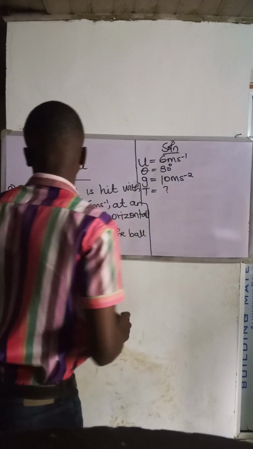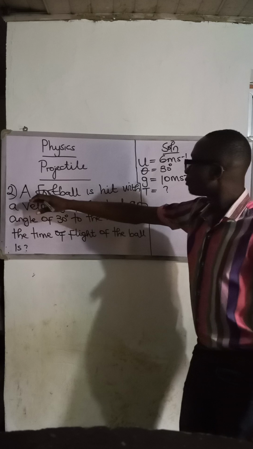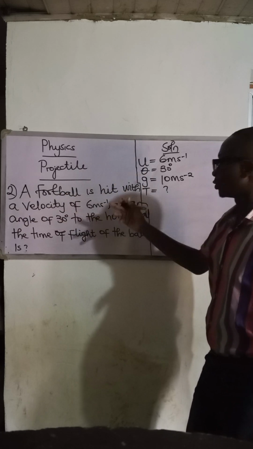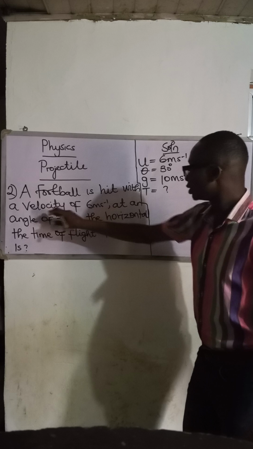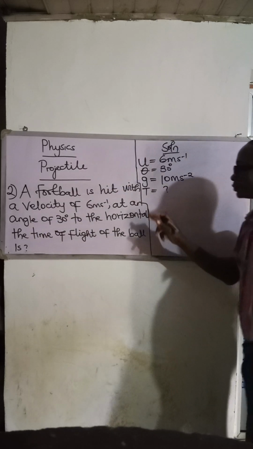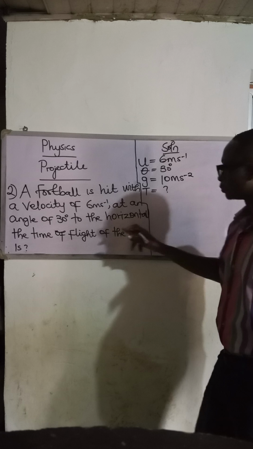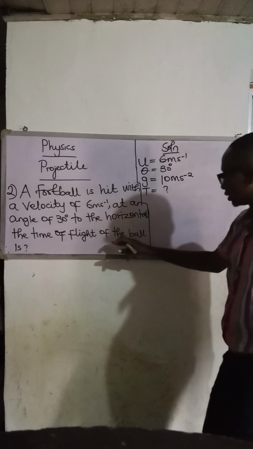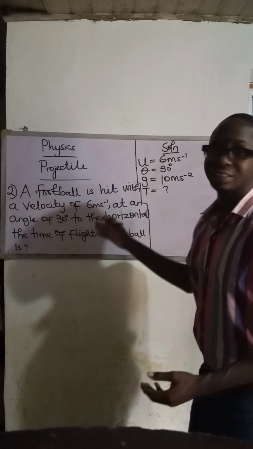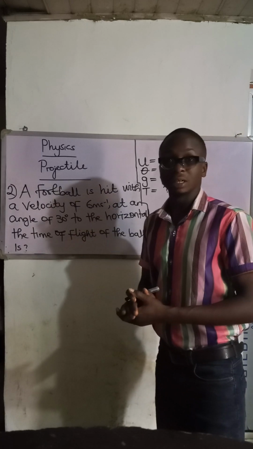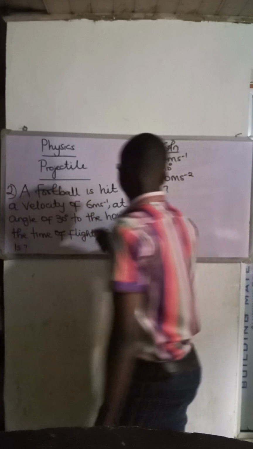We have the second question on this topic, projectile. It says a football is hit with a velocity of 6 meters per second at an angle of 30 degrees to the horizontal. The time of flight of the ball is dash. This was asked in the year 2015 in JAMB exam, and WAEC has also asked this particular question.